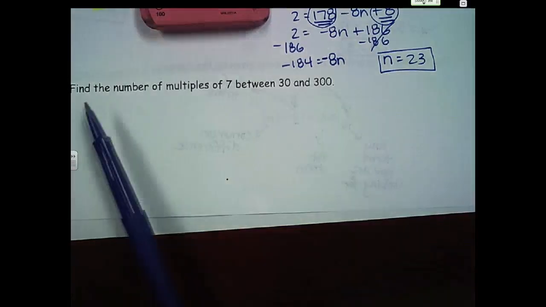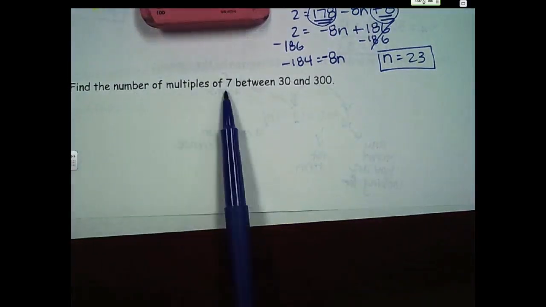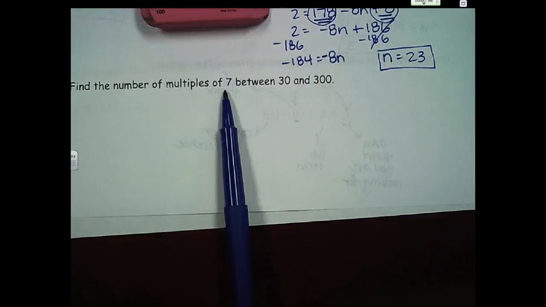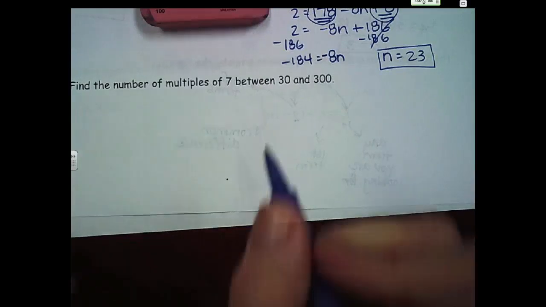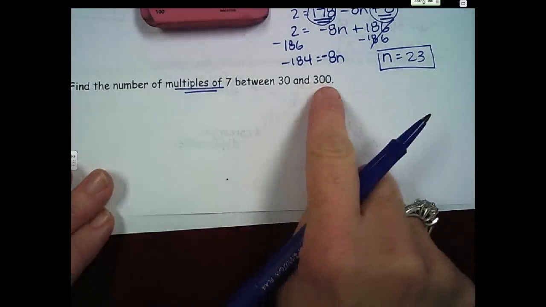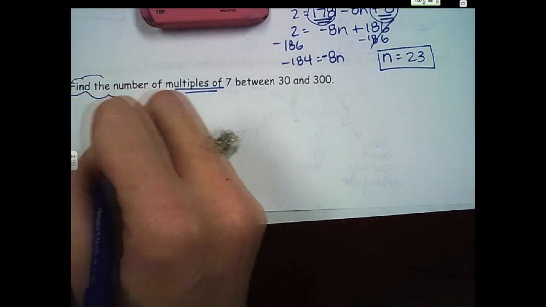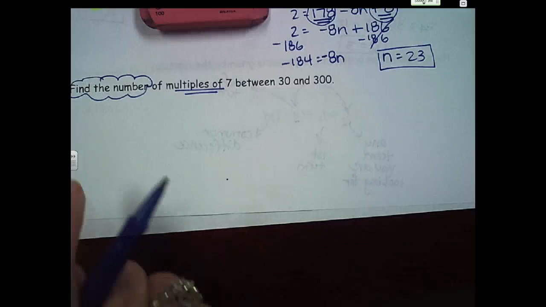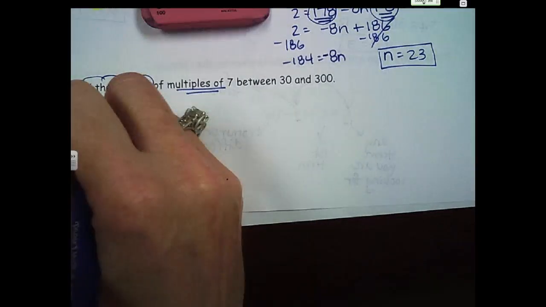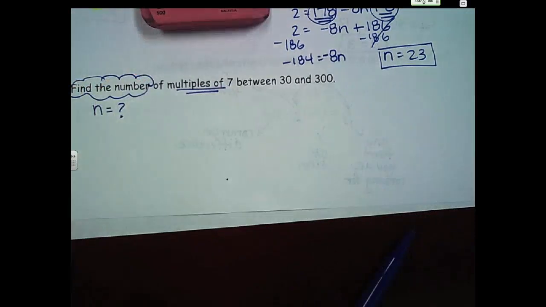The problem says, find the number of multiples of 7. In other words, how many multiples of 7? What are multiples of 7, guys? 7, 14, 21, 28, and so forth, 35. I'm saying how many multiples of 7 are going to be between 30 and 300? If I'm looking for the number of multiples, what letter am I looking for again? How many multiples are there? How many terms are there? What variable is this? N. Highlight that.